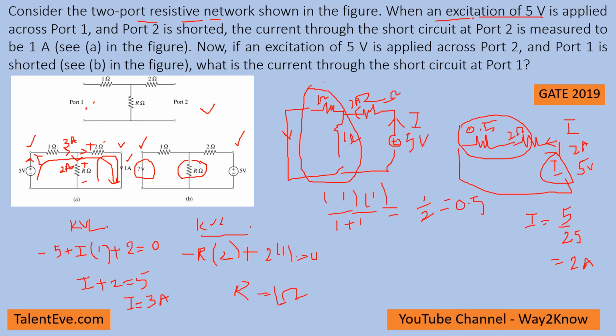Now this is 1 ohm, this is 1 ohm. That means the equivalent resistance seen by this current coming here is the same, so the current gets divided equally. The 2 amps gets divided equally, so this will be 1 amp and this will be 1 amp. So the current passing through the shorted node is 1 amp. This is how we calculate the current.